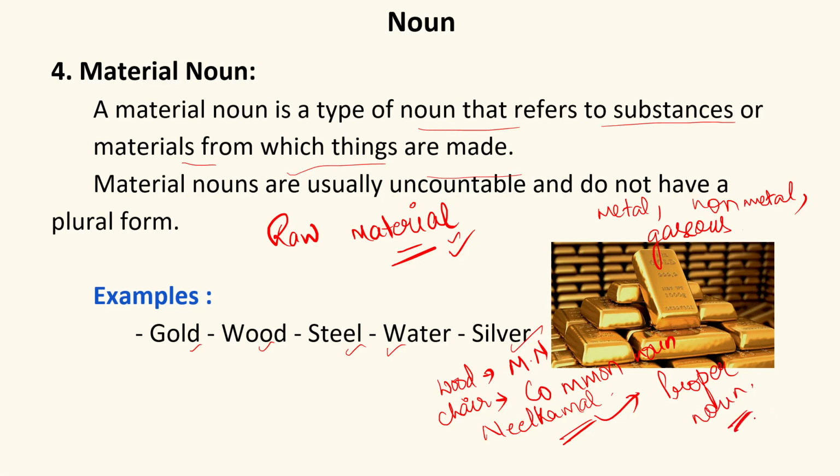For example, you must have heard the names of pen. Now, pen is a common noun. It's made of plastic. Plastic is, of course, a material noun. But if I say Reynolds, that Reynolds is a brand, a company name, that is a proper noun. I hope this is clear to you all.